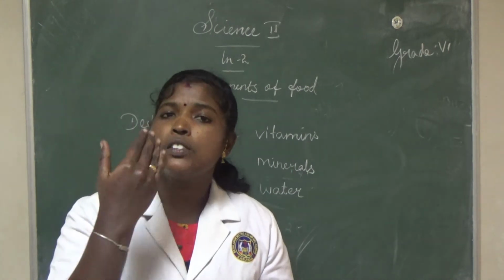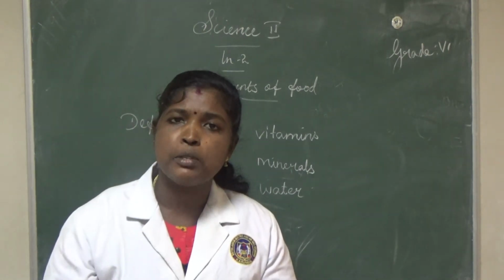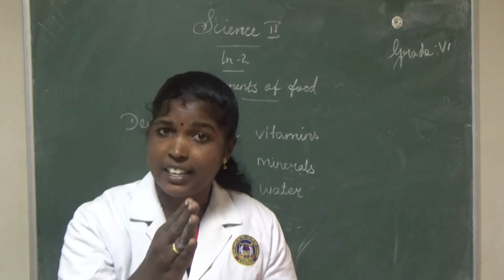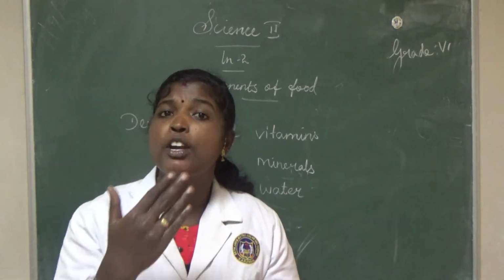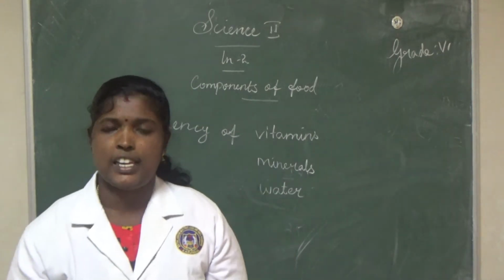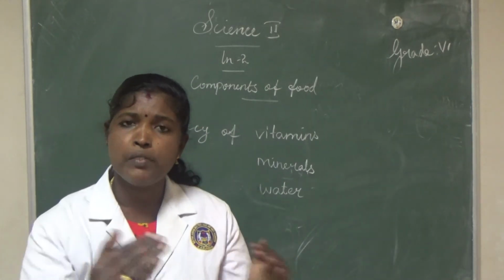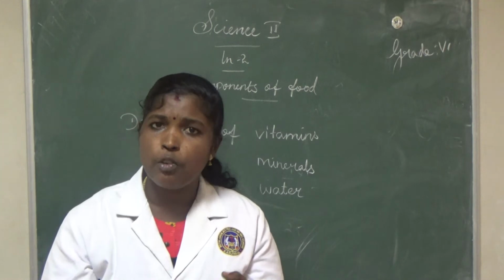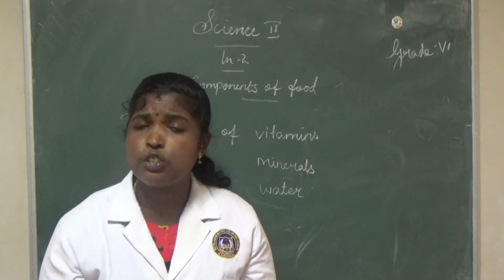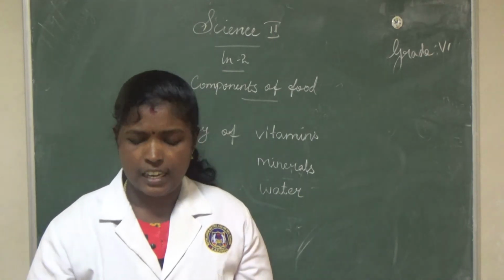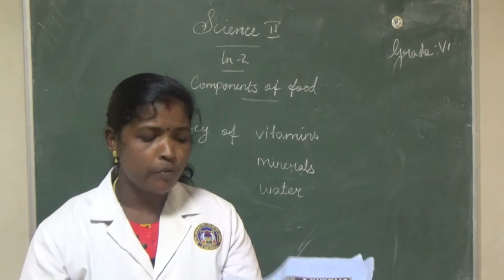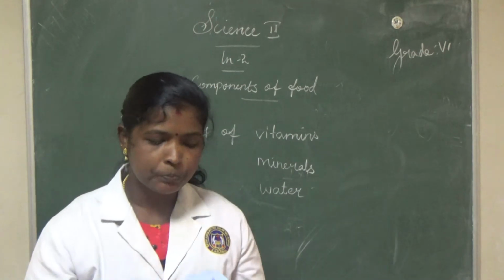What are the vitamins under the category of fat soluble vitamins? Vitamins A, D, E and K. Then what are the water soluble vitamins? Vitamin B complex and vitamin C. What are the types of vitamins we commonly say? Vitamin A, vitamin B1, B2, B6, B12, vitamin D, vitamin K and C. These are some of the types of vitamins.